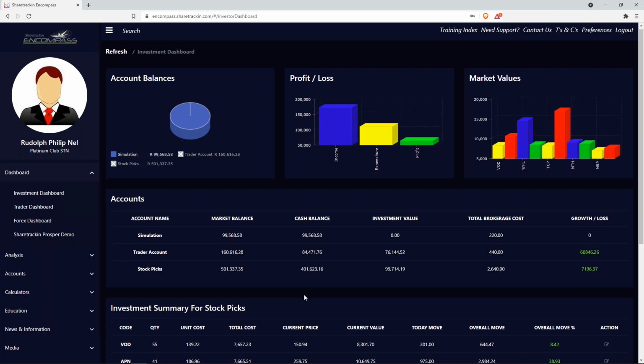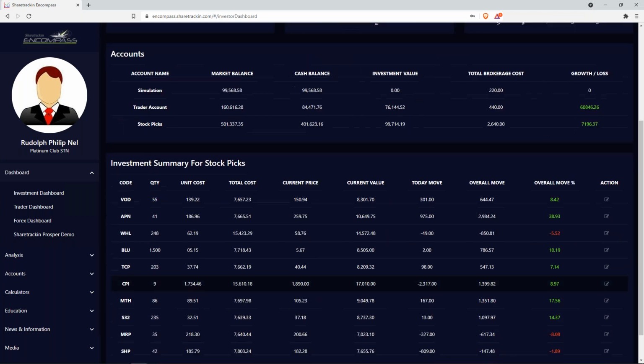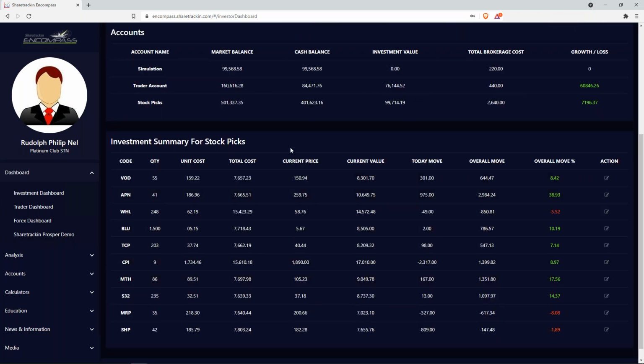Okay. So underneath here, we can see this is basically the layout you get once you start buying and selling your shares. So over here we've got, for instance, like Vodacom, Aspen, Woolworths, Blue Label Telecoms, Transaction Capital, Capitec, MTH, and so on. So it will give you the code for each and every share, the quantity that's been bought, the unit cost, all right? So the price per share. That's of course including your brokerage fees.